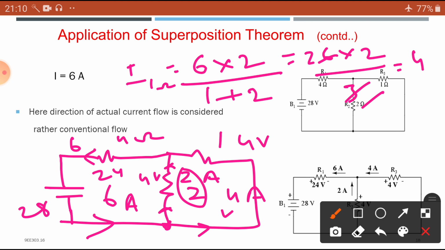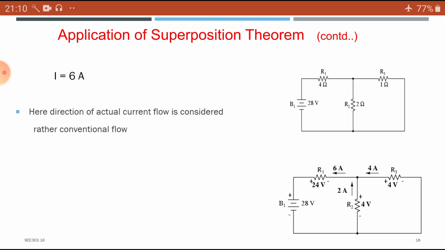Okay, so in such a way you are calculating all the currents in a branch. We assume this current is coming in this direction, this current in this direction, this current in this direction, just to remember the direction of the current, while considering battery 1.